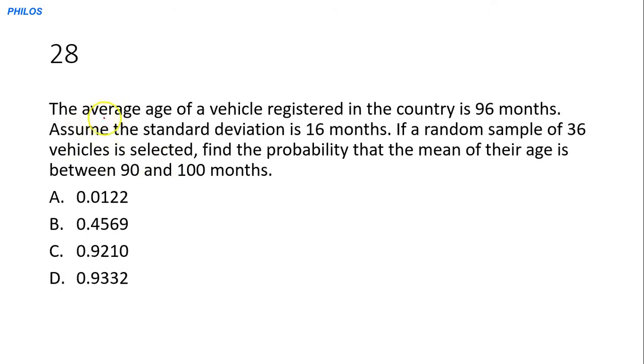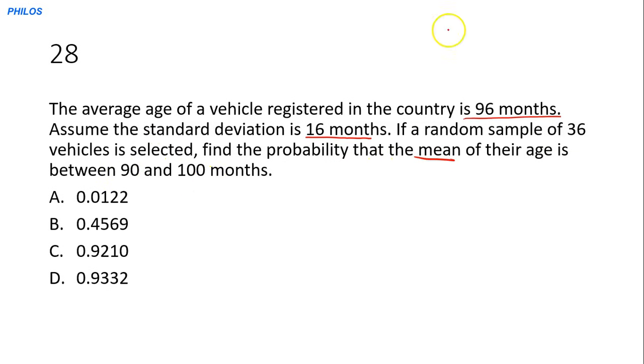Question 28 says, the average age of a vehicle registered in a country is 96 months. Assume that the standard deviation is 16 months. If a random sample of 36 vehicles is selected, find the probability that the mean of their age is between 90 and 100. The mean. They took a sample and the mean of that sample is between 90 and 100.